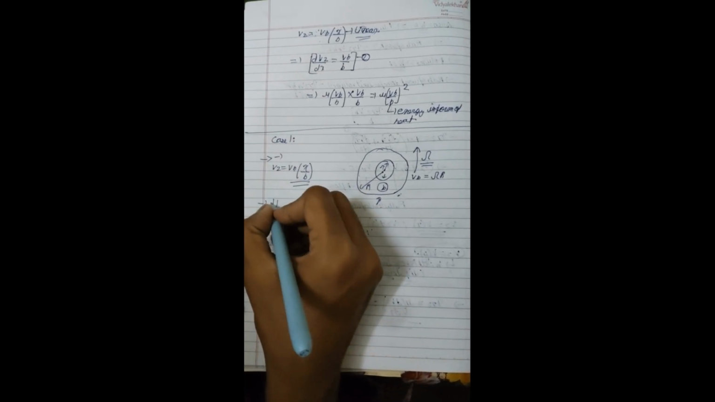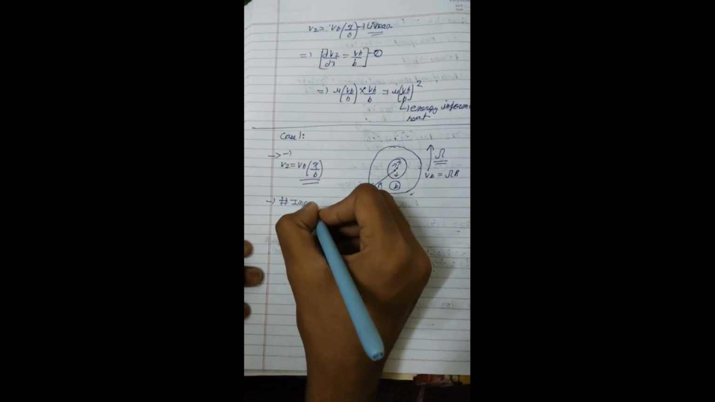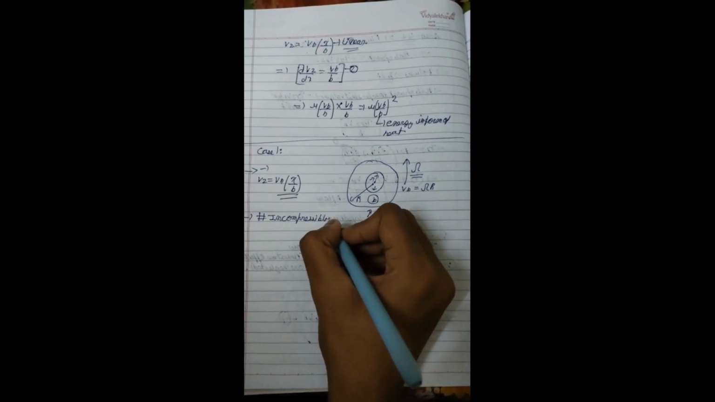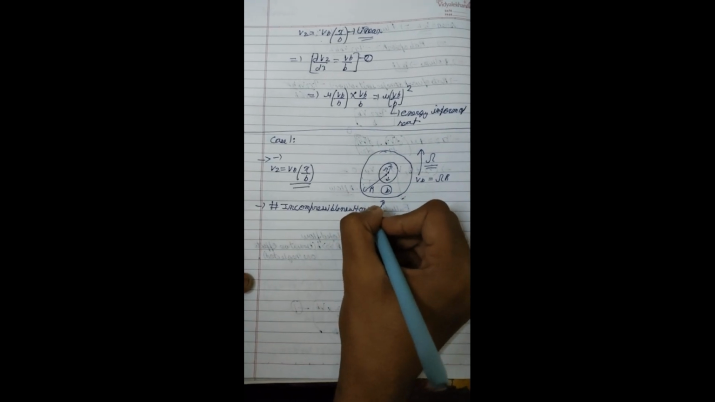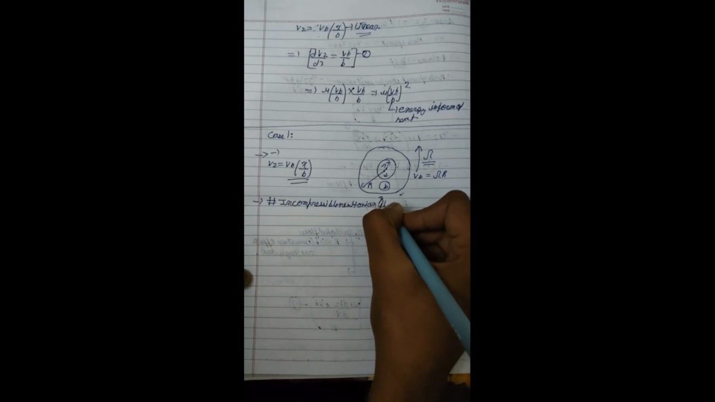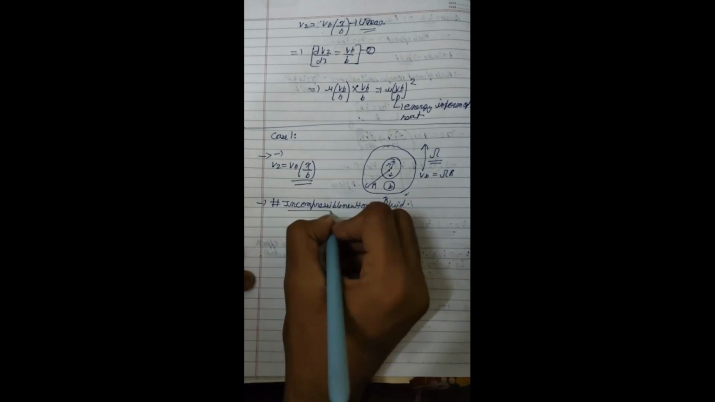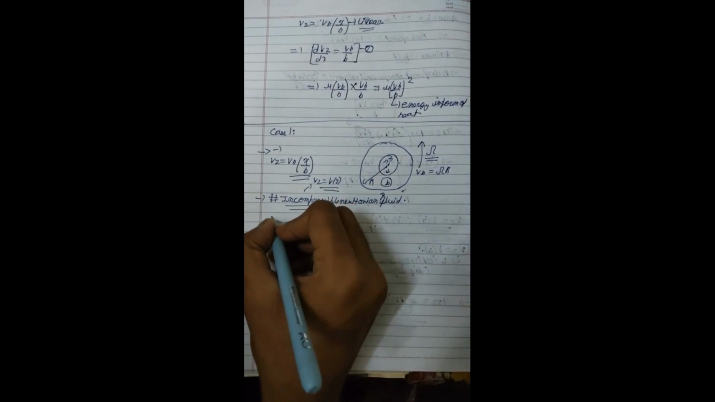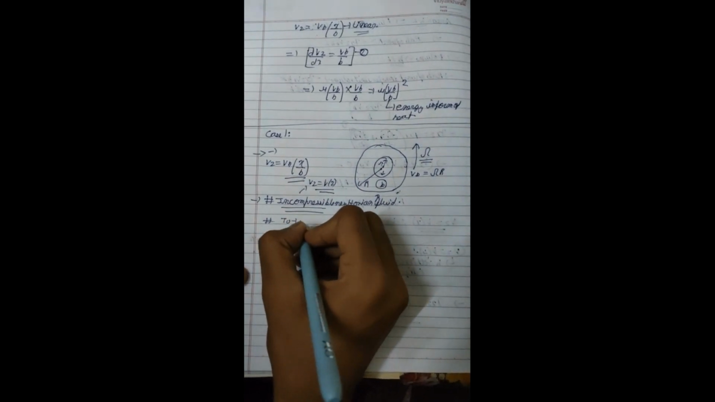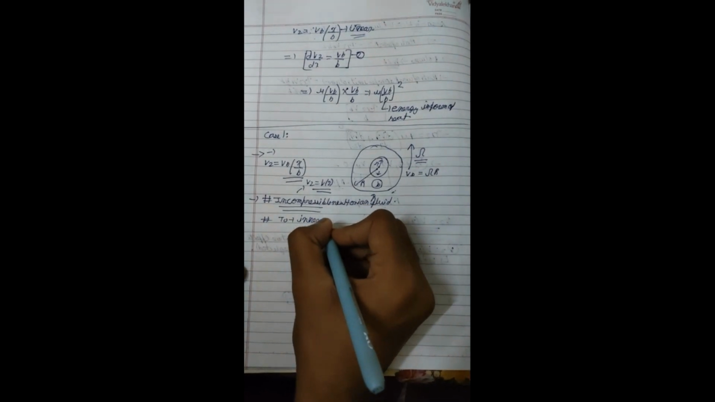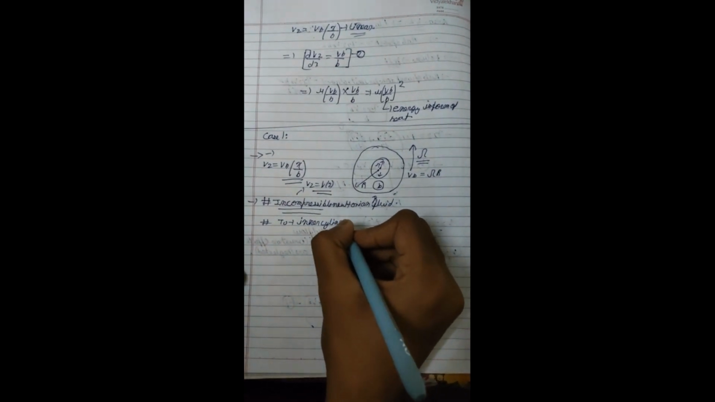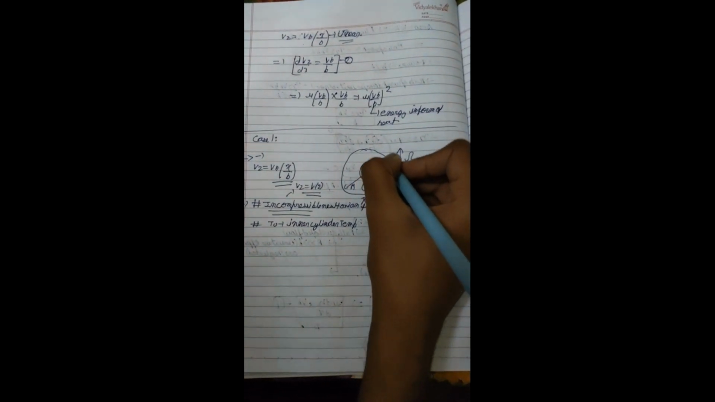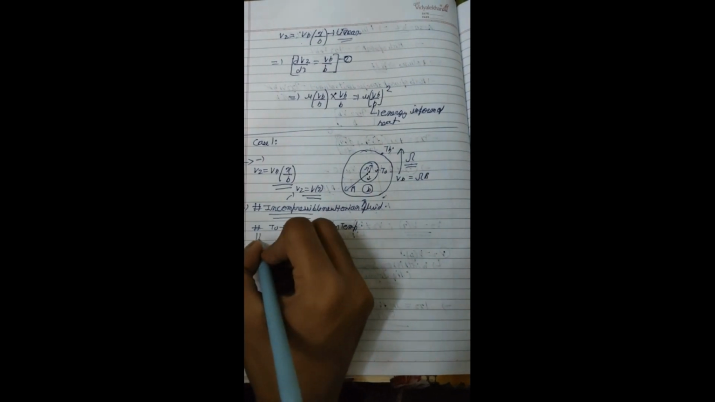Now we have some assumptions here. We are taking an incompressible Newtonian fluid. Since it is incompressible, Vz is not varying in the z direction. T naught we are taking as the inner cylinder temperature. This is T naught. Tb we are taking as the outer cylinder temperature.